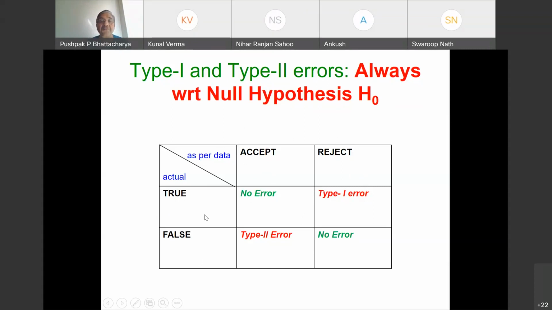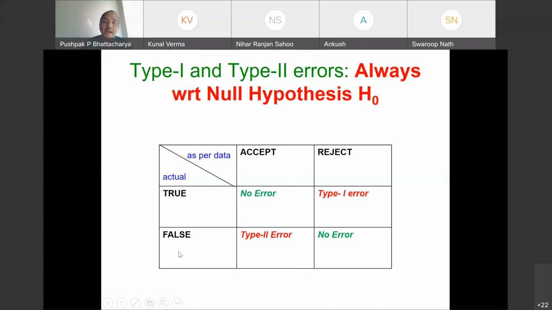Now, 4 situations can happen. The hypothesis is actually true, and from the data, we are able to accept the hypothesis. So that is a case of no error. Now, the hypothesis is actually true, but as per the data, I am not able to accept it. I have to reject it. Then it is called type 1 error.